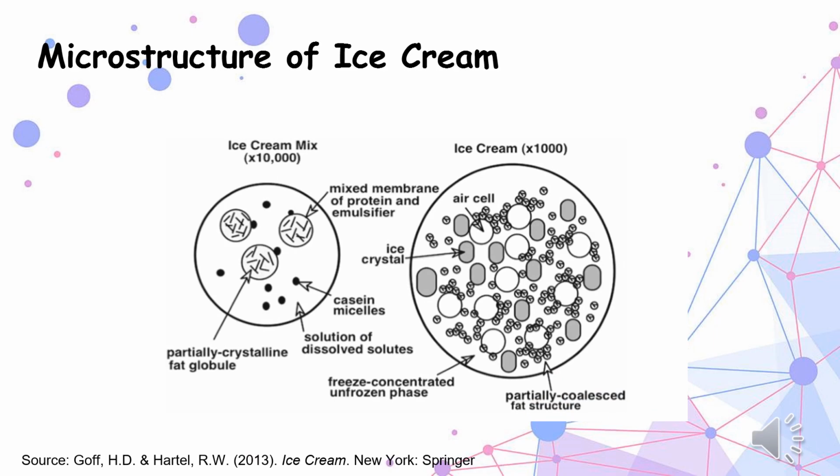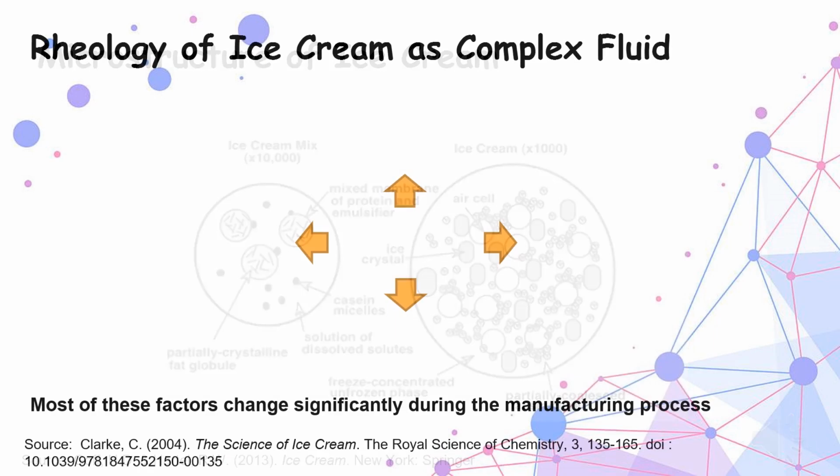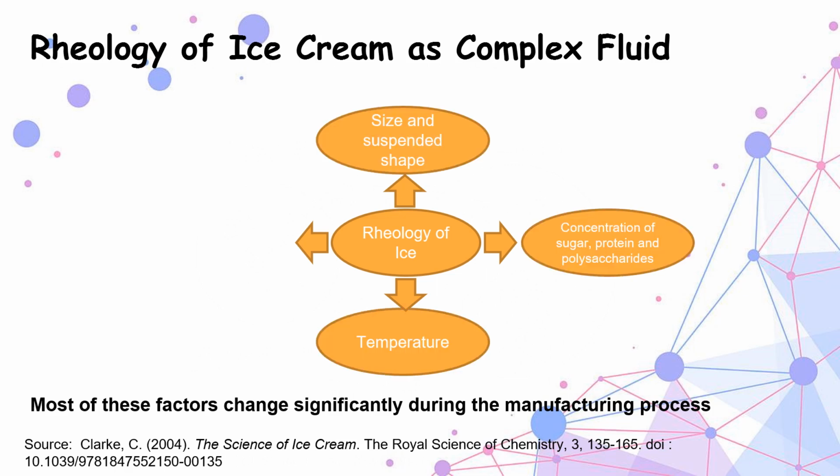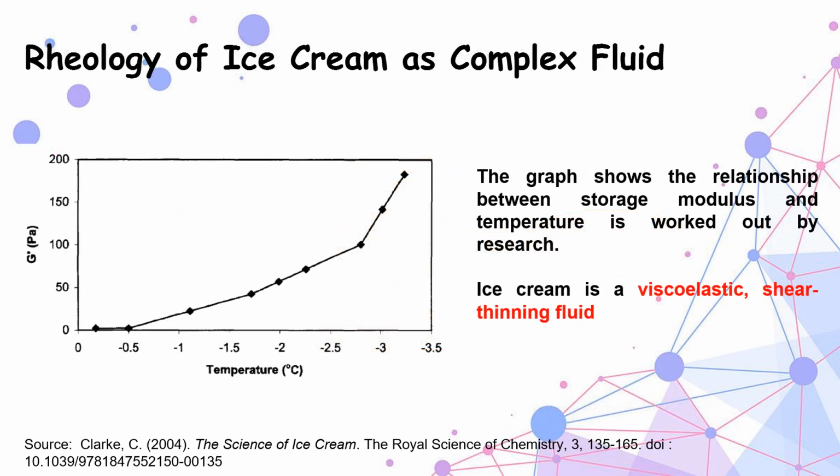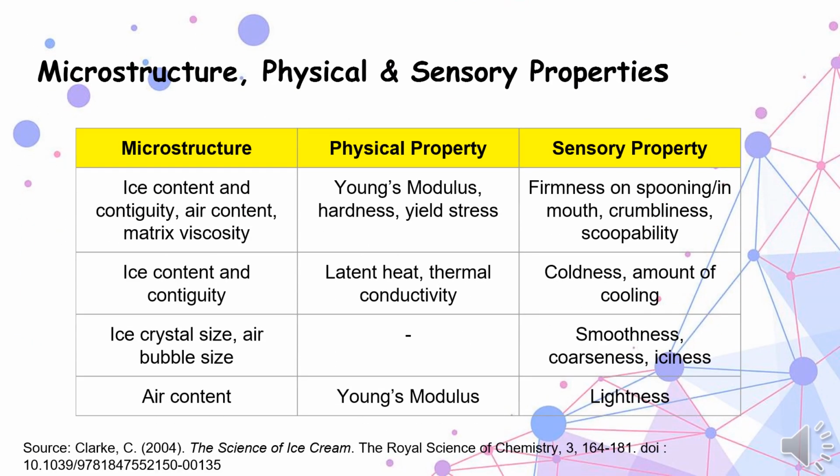In Assignment 1, we studied the components and microstructures of Ben & Jerry's ice cream, and in Assignment 2, we learned the information about the microstructures and rheology. These tables describe how microstructures relate to physical property and sensory property.